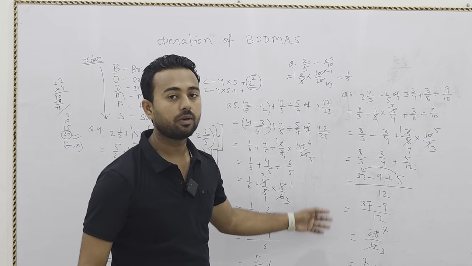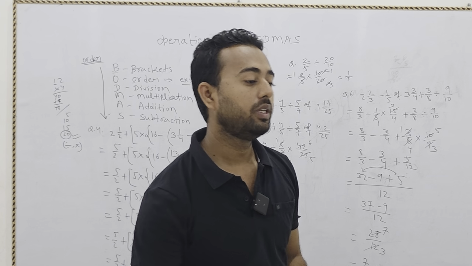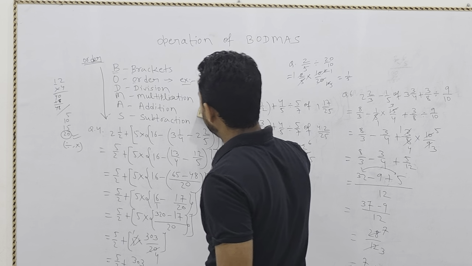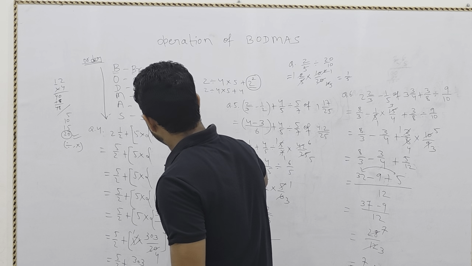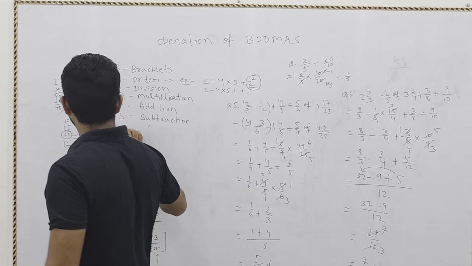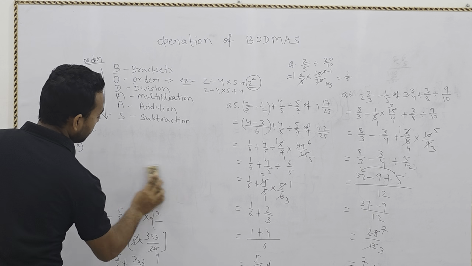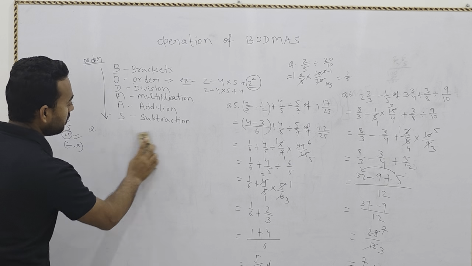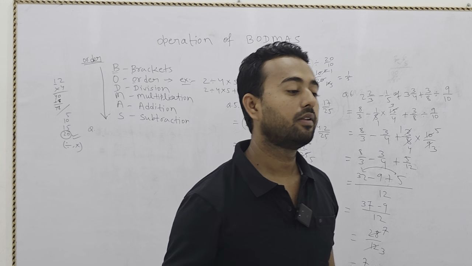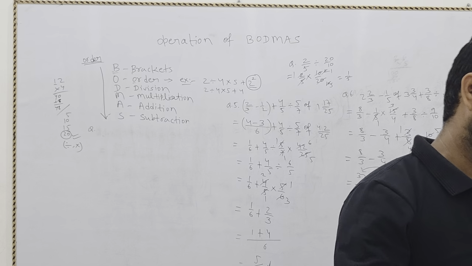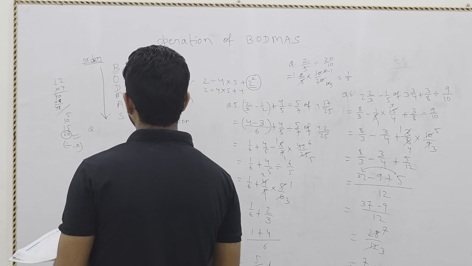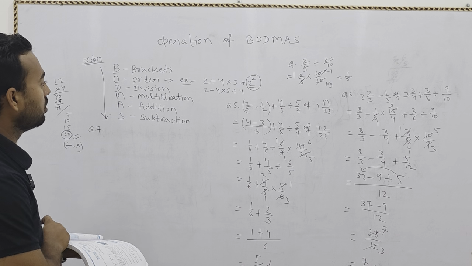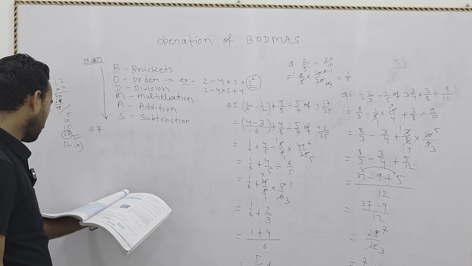I hope you are getting my point what I am trying to say. So please stay with me so that you are able to solve this type of numerical question. Now I am going to solve the next question, that is question number 7. You can say with me which is the question number. अब हम लोग क्वेश्चन नंबर 7 बनाने जा रहे हैं. So please stay with me so that you will get to know about this operation of BODMAS.